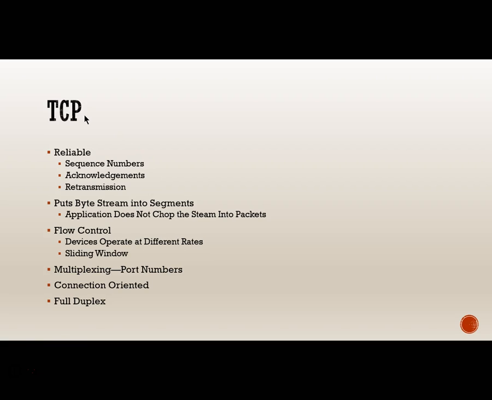TCP is reliable because it has sequence numbers and acknowledgments. We talked about those. Retransmissions: if something doesn't get there, if it's not acknowledged, then it will be retransmitted. It puts a byte stream into segments. Remember the PDU, the protocol data unit for the transport layer, was segments.